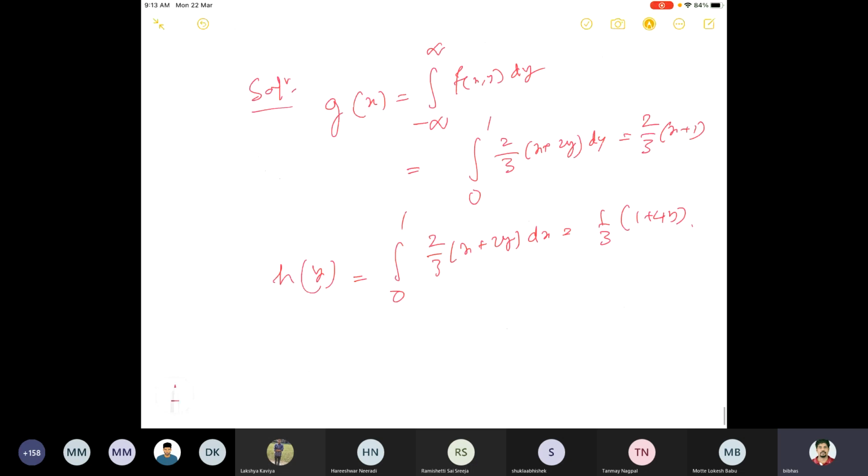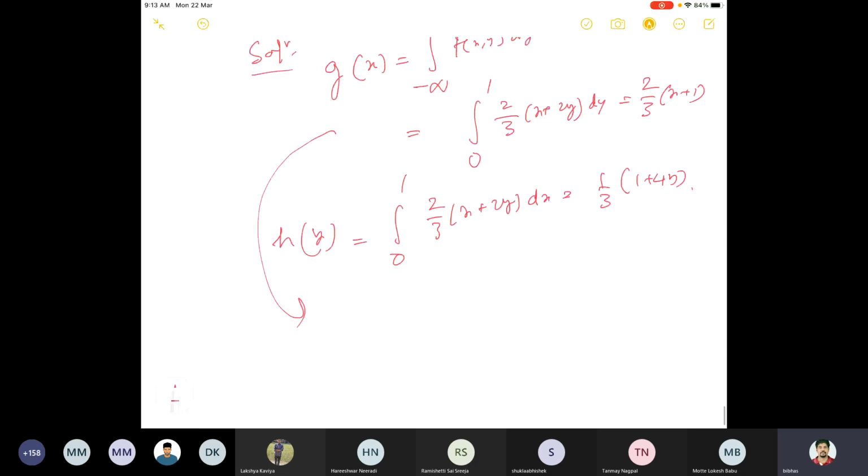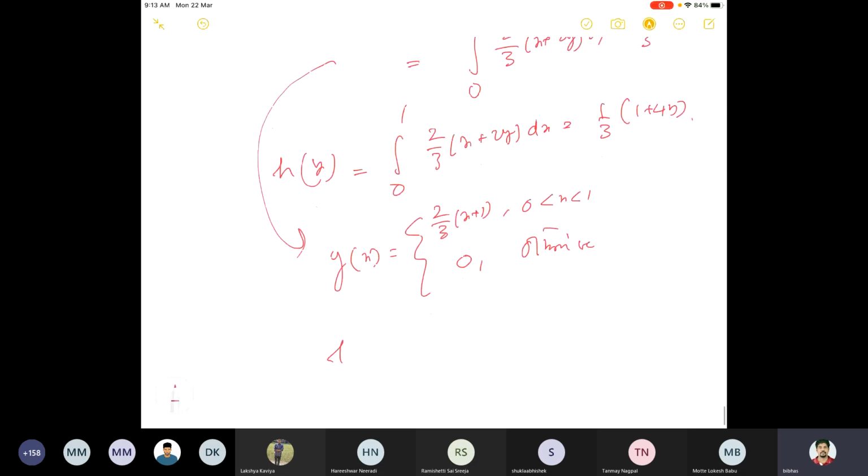So when I say marginal distribution, I have to write g(x), which will be equal to 2/3 (x + 1) when 0 < x < 1 and 0 otherwise, and h(y) will be equal to 1/3 (1 + 4y) for 0 < y < 1 and 0 otherwise. So this is the calculation of the marginal distribution.